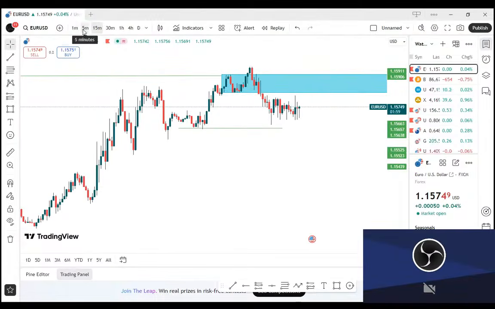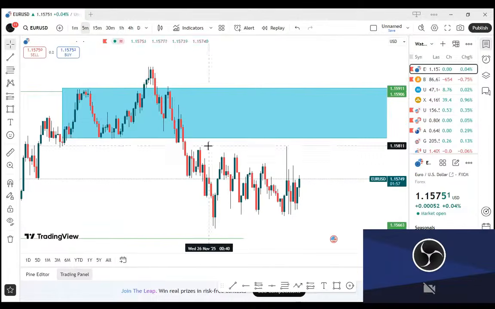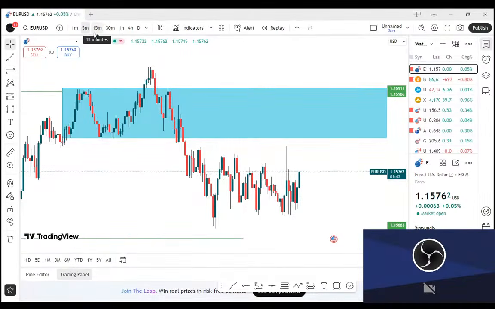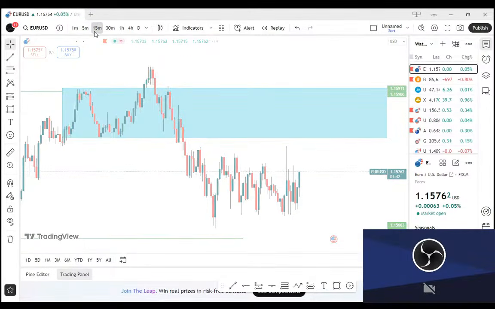Let's see the 5 minutes time frame. We are expecting price to push all the way into this zone. This is what the 5 minutes time frame is telling us. So we'll be very patient on it.